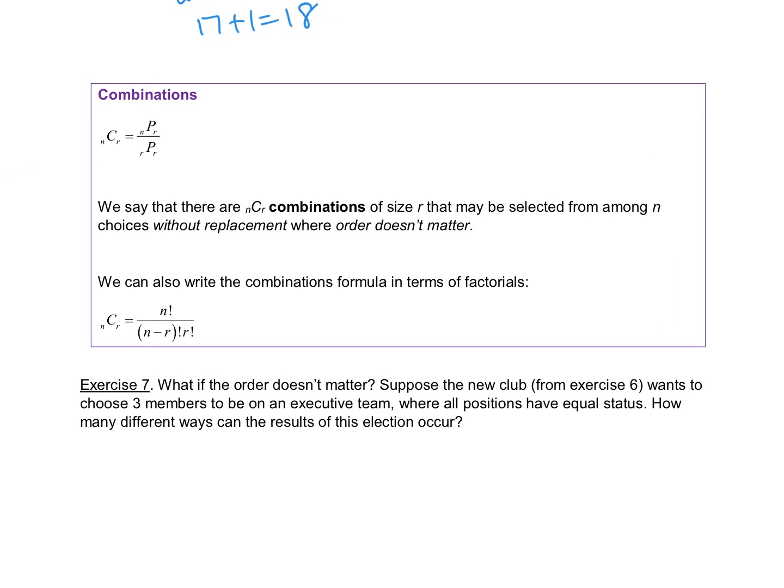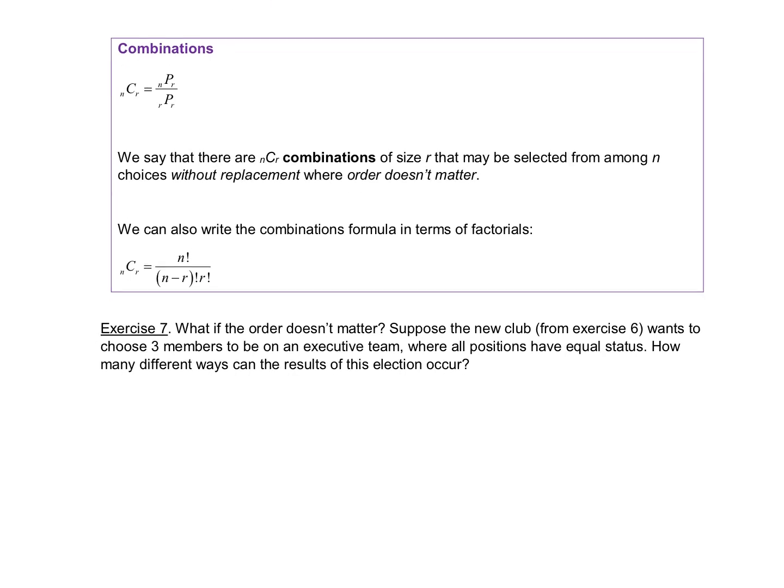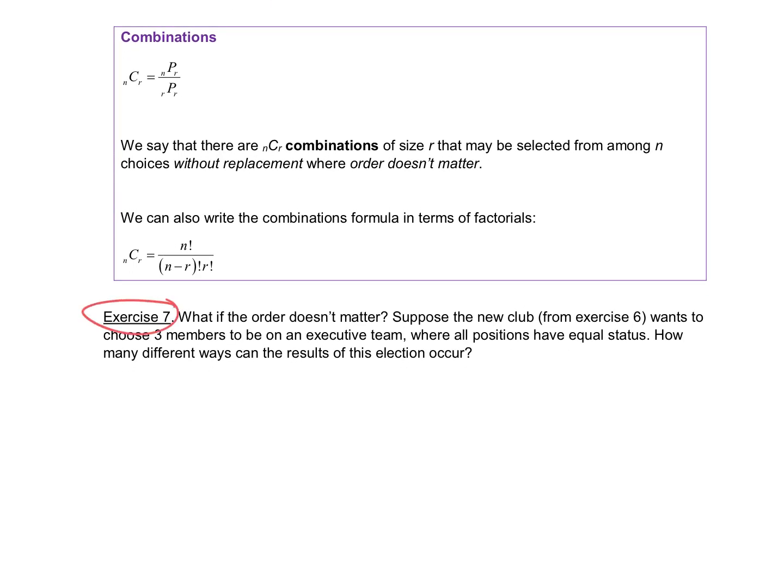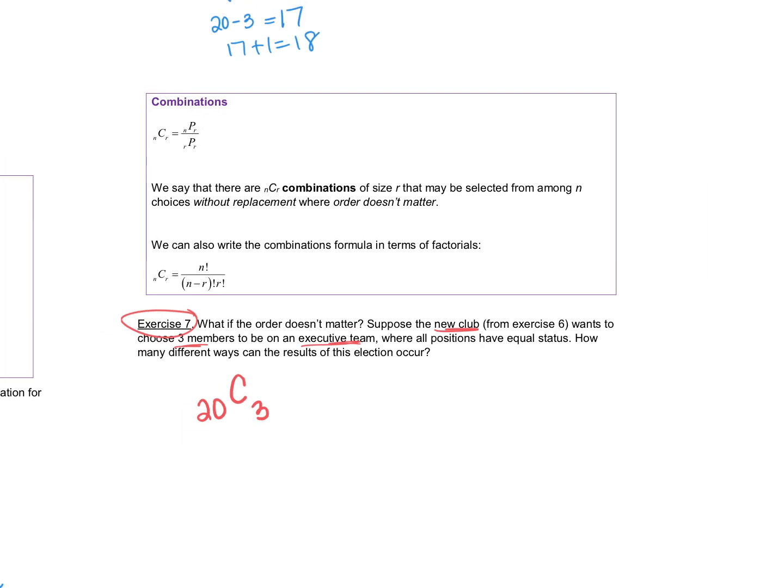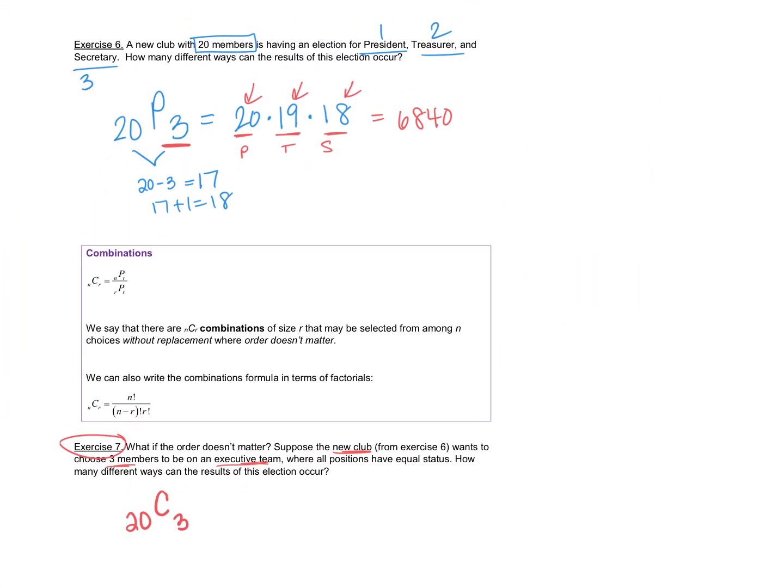All right. Now, sometimes the order doesn't matter. And when the order doesn't matter, we're going to have a combination. So if we look at exercise 7, it says if the club, same club that we just talked about, say they want to choose 3 members to have an executive team. Okay, so that means that there's just going to be 3 people that are kind of like the leaders. It's not defining for sure a president, secretary, and treasurer. So we have kind of the same setup, but because order doesn't matter, we're going to use this new thing called a combination.